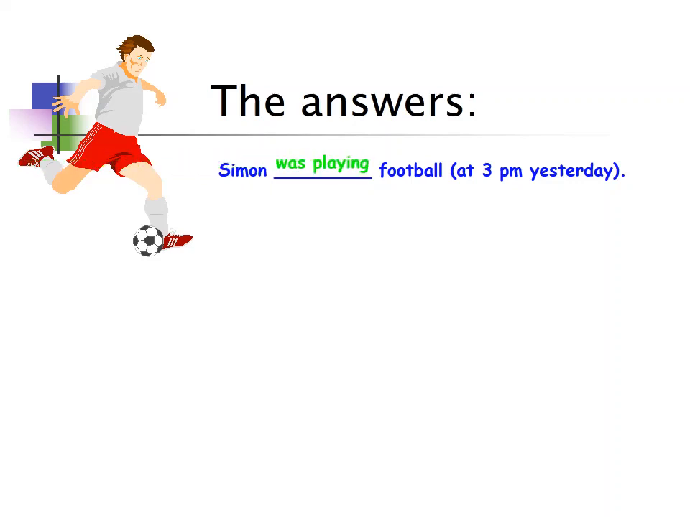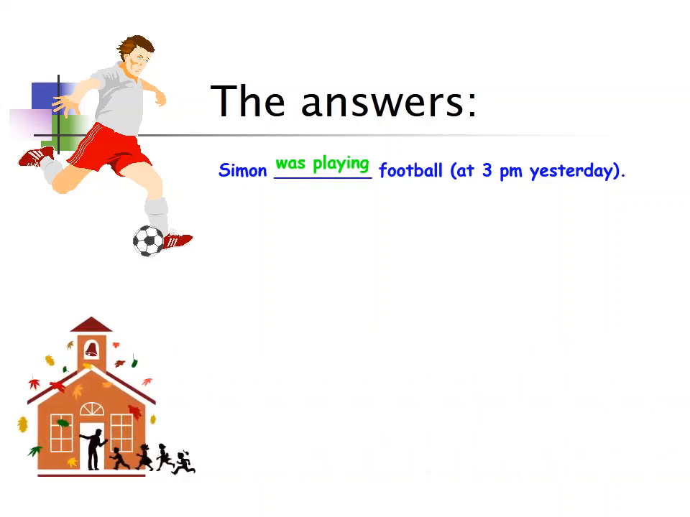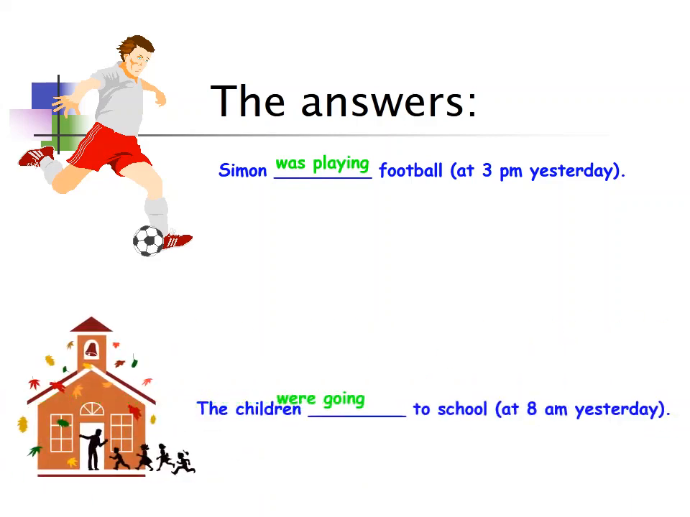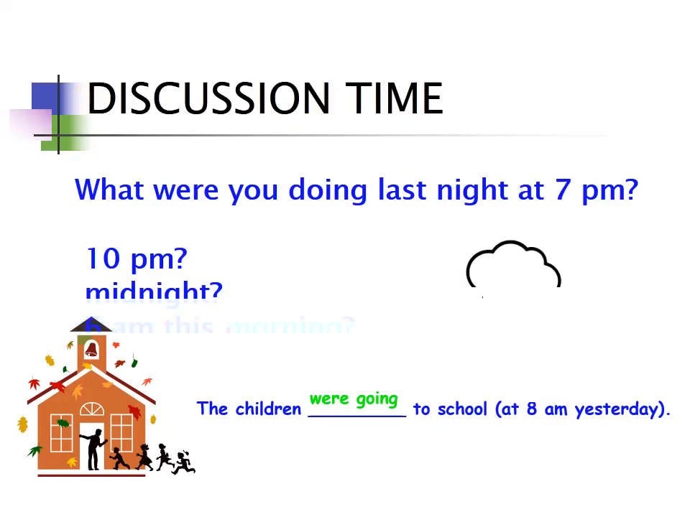Yeah, Simon was playing football at 3 p.m. yesterday. Remember I said you don't have to repeat the at 3 p.m. yesterday if you don't want to. You could simply say Simon was playing football. And the children were going to school at 8 a.m. yesterday. You, of course, don't have to repeat the 8 a.m. yesterday. You could simply say the children were going to school. Remember, there is always subject-verb agreement.